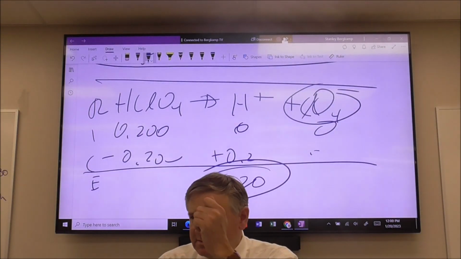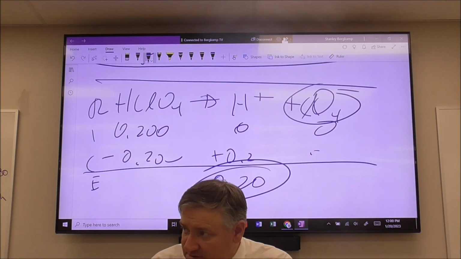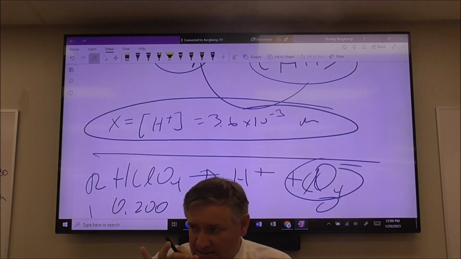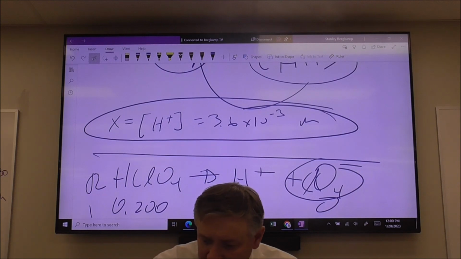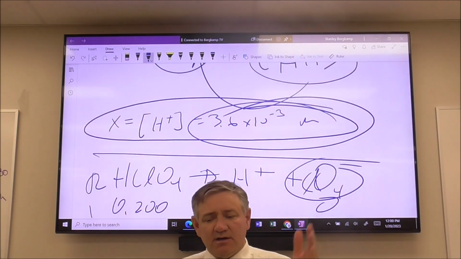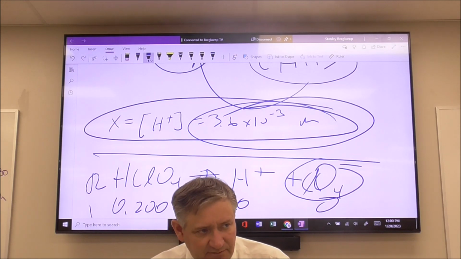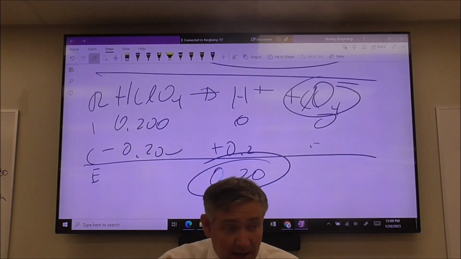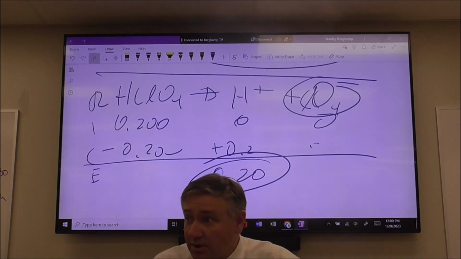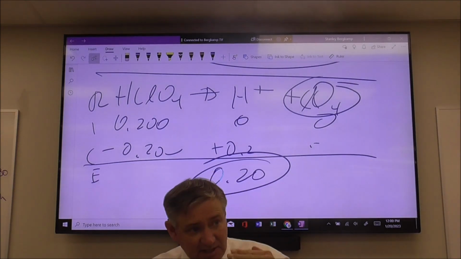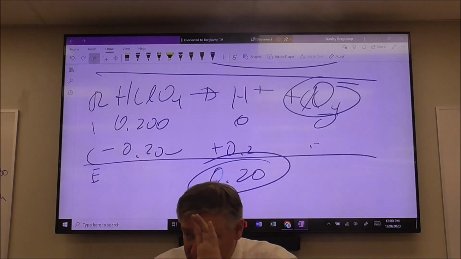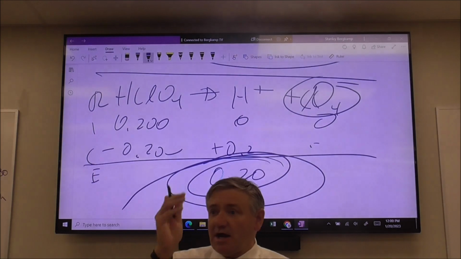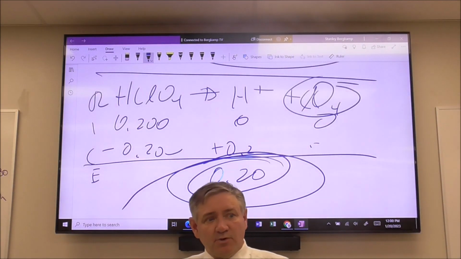Here's what I want you to see, a huge difference. When you did 1A, which was a weak acid, at equilibrium the concentration of the hydronium ions was 3.6 times 10 to the negative third. That's why I gave you the same molarity for the weak acid and the strong acid. The start is 0.2, but if it's a strong acid, the hydronium ion concentration becomes 0.2.